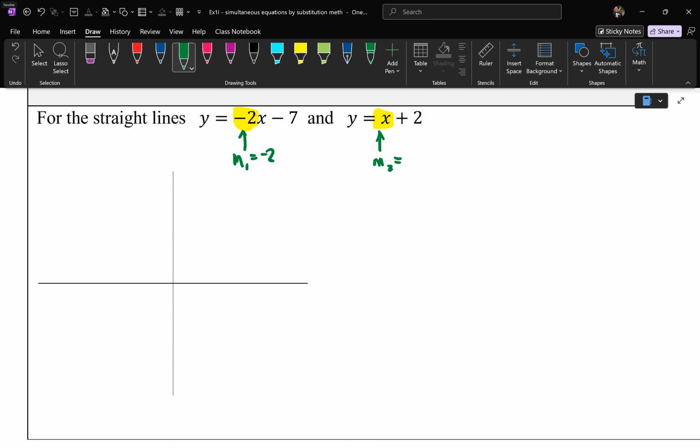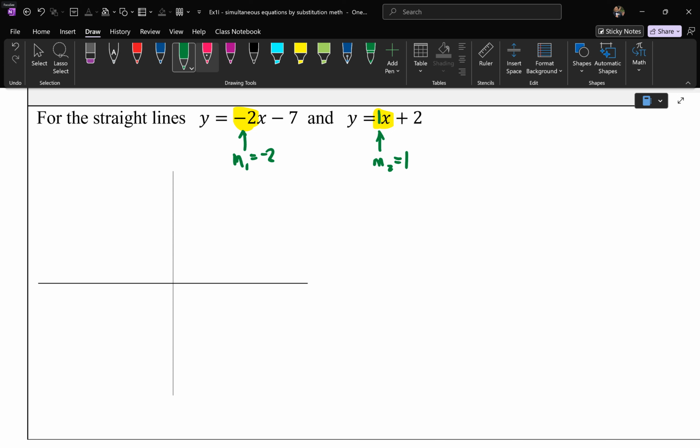m2 is clearly equal to 1. Even though we don't write it, there's a number in front of x. It's 1. It's not 0, because if it's 0, it's not there. Yeah? So I've got gradient m1, m2. Clearly, they're going to intersect because they have different gradients. So great, they're going to intersect.